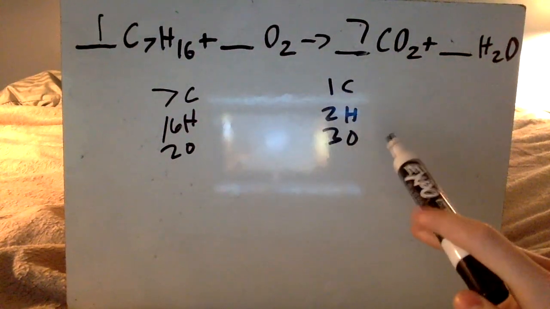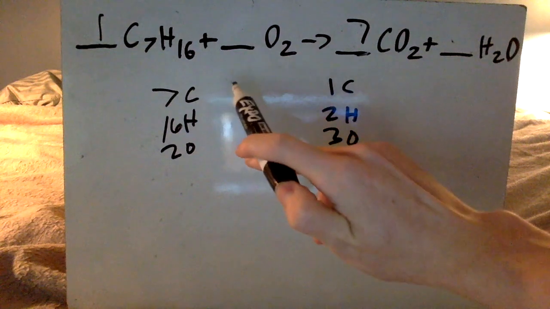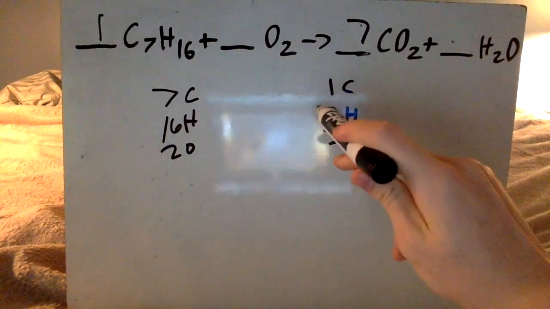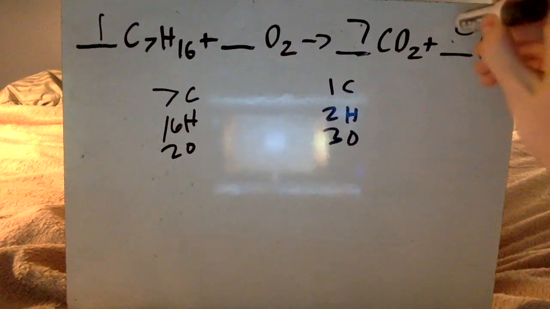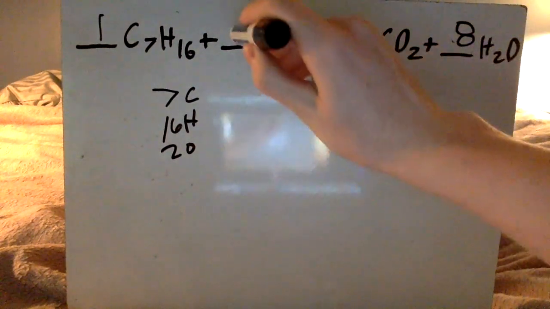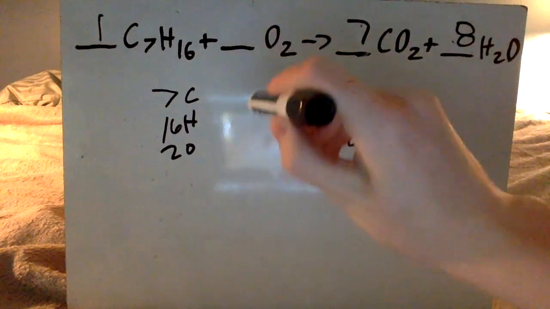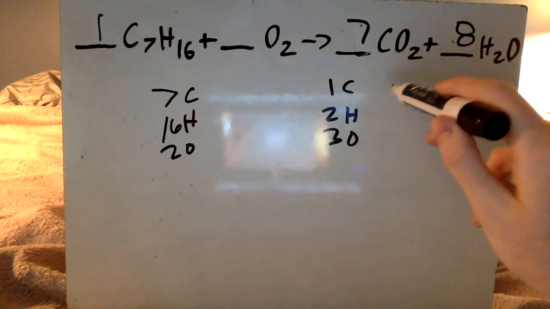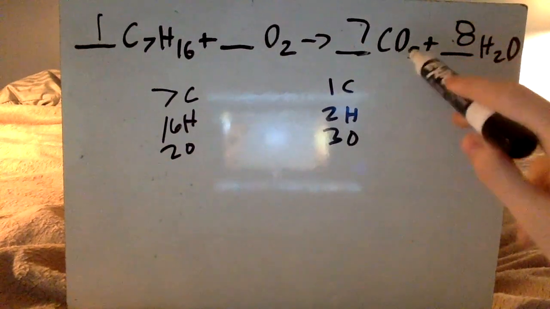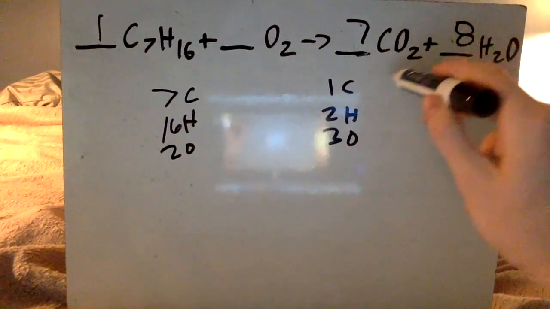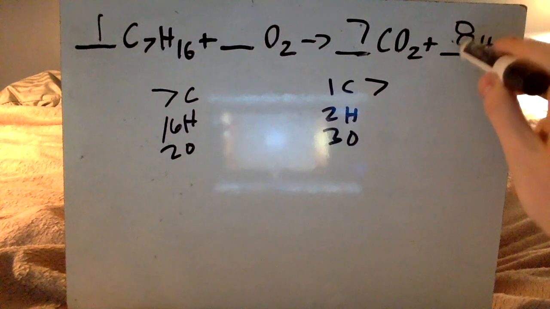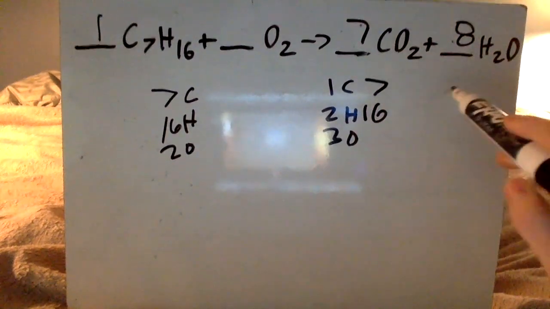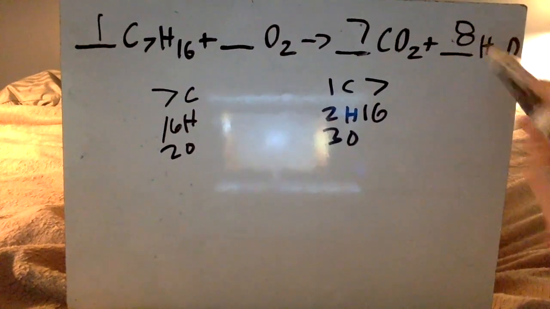Next, we move to hydrogen. There are 16 hydrogens on this side and 2 on this side. That means, since 16 divided by 2 is 8, we put an 8 here and a 1 here. So now we can count the elements with the new numbers. On this side, there are now 7 carbons and 16 hydrogens, which means carbon and hydrogen are both balanced. Now we have to worry about oxygen.